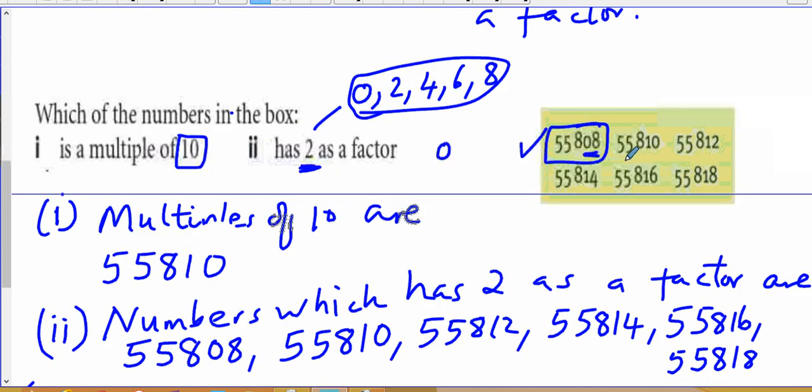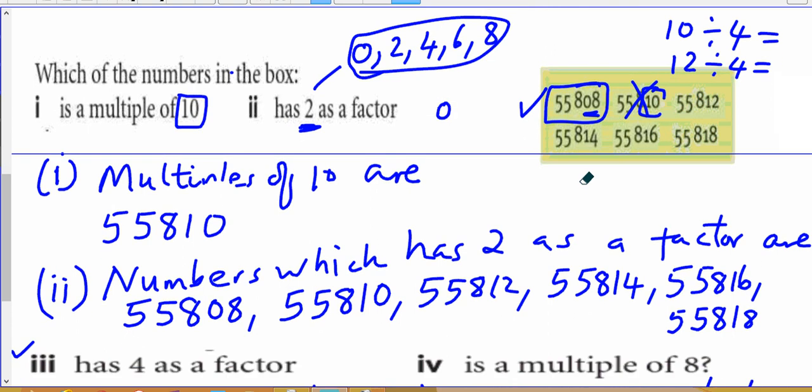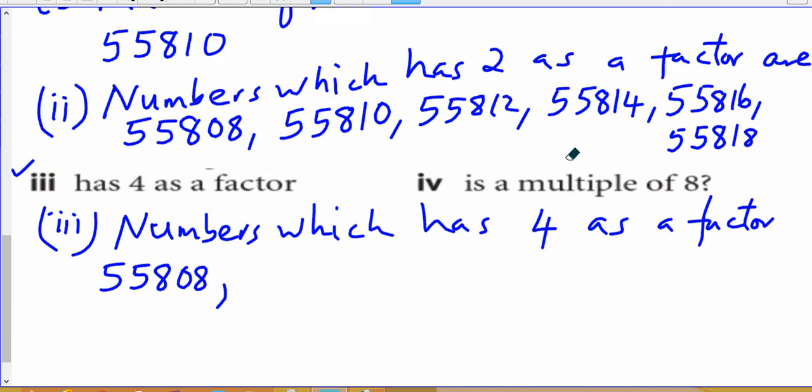How about this number? Look at the last two digits. We are getting 10. 10 is not divisible by 4. When you do that, you get a decimal. So this is not. How about this number? Look at the last two digits. Beautiful. They are forming a 12. 12 is divisible by 4. So this number has 4 as a factor. So put it there. It is 55812.